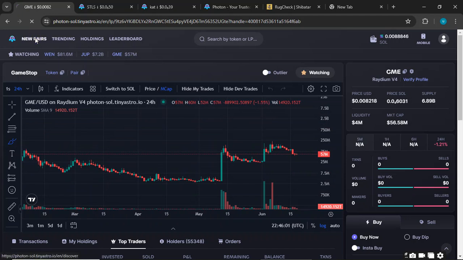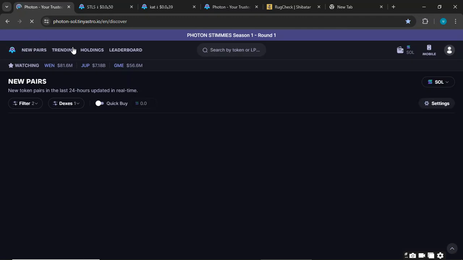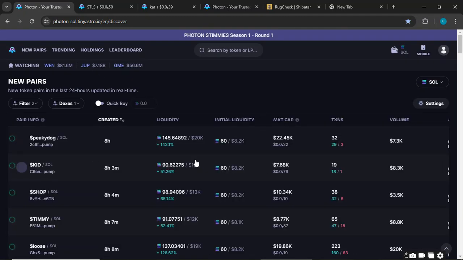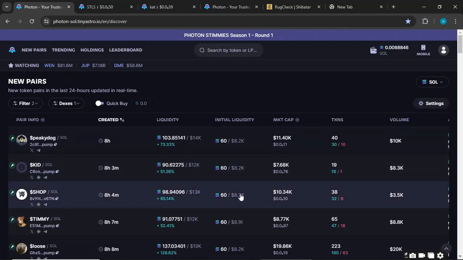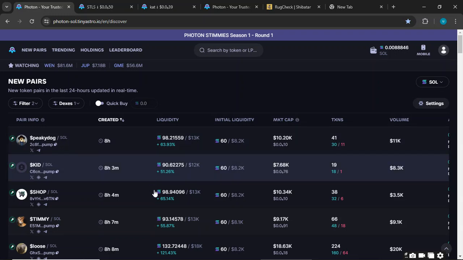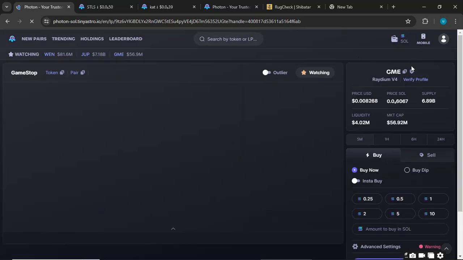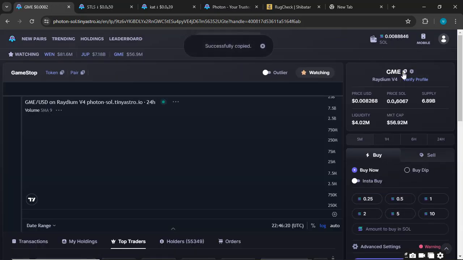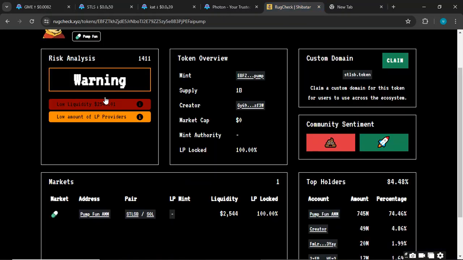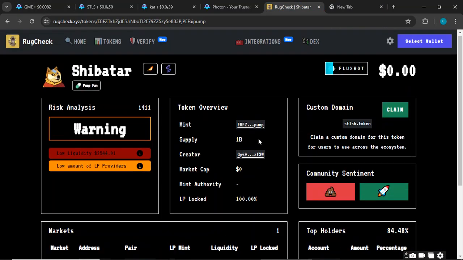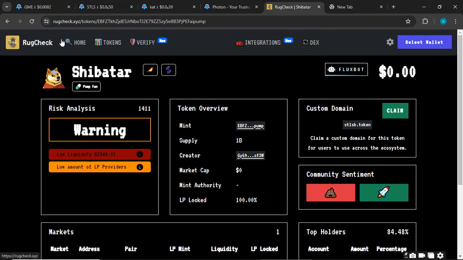Let's go to another new pair again. So we've already noticed different techniques now. First, liquidity, market cap, and checking if the token is going to rug or not. Okay, let's copy this here and check it on Rug Check, to see if it's going to rug anytime soon. It's been copied. Now let's come back to our Rug Check. Let's go.